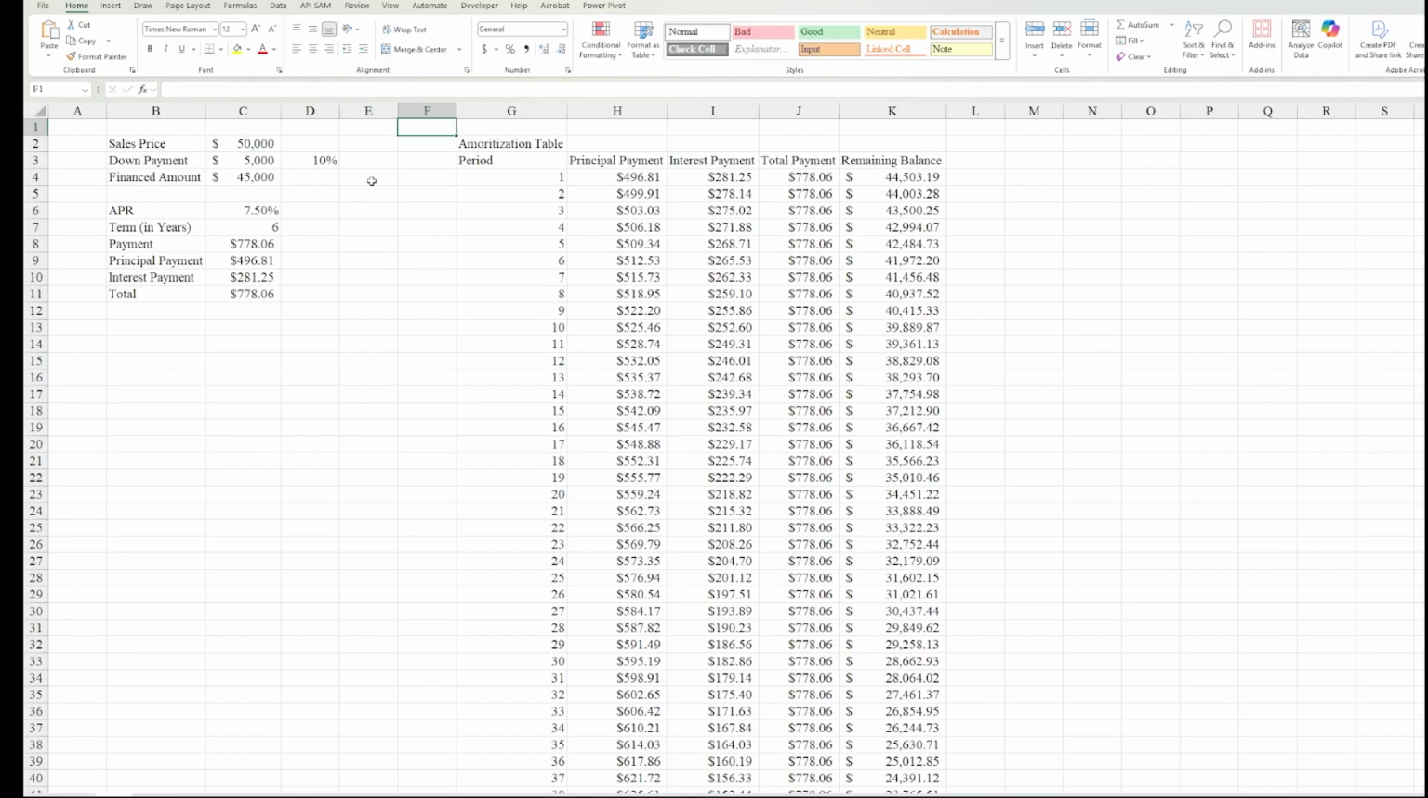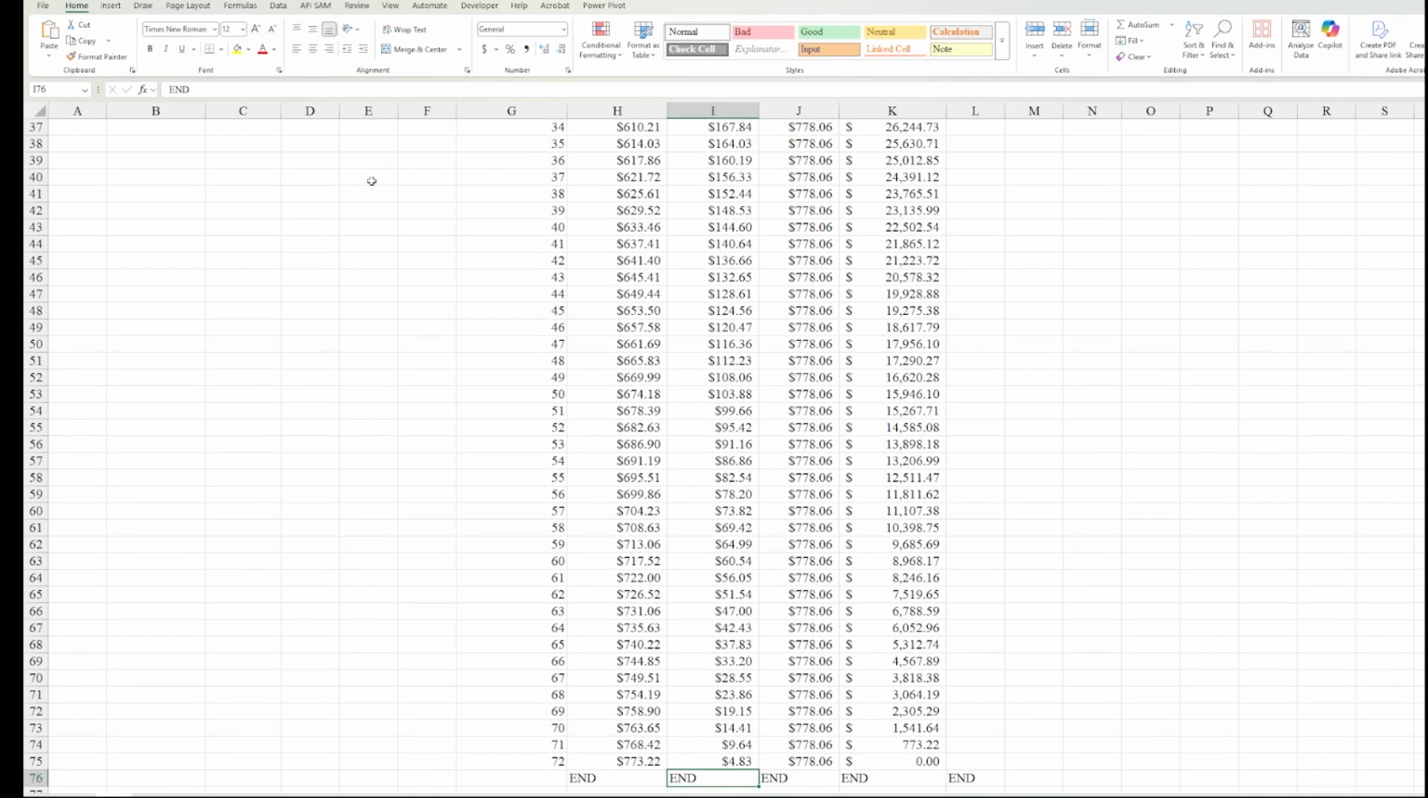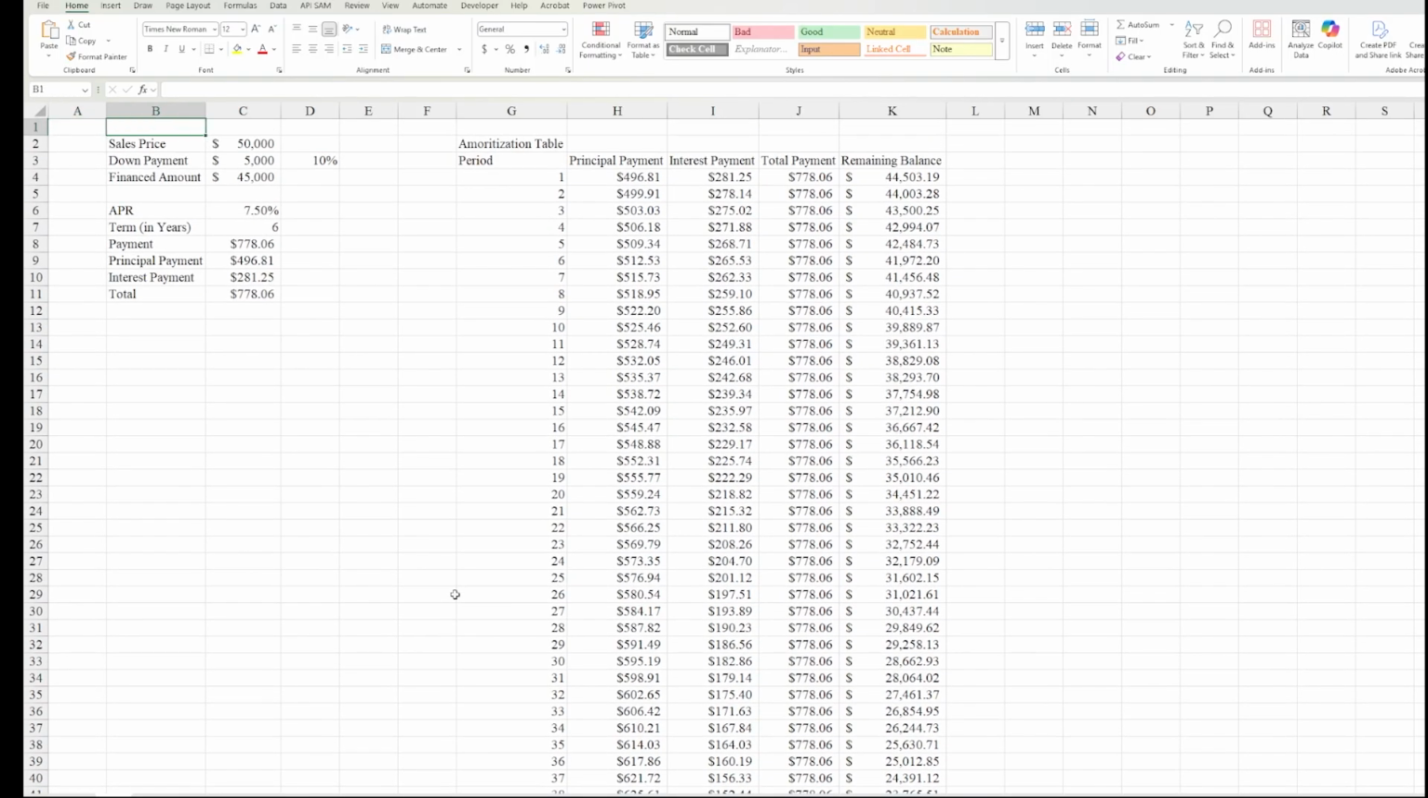Another thing you can do to see your interest paid is go down here, clear this out, and you can see if we just sum these, you can see that our principal payment equals our financed amount, our interest payments. This is how much we're going to pay in interest on this loan, and this is going to be the total amount that we pay on the loan. So to borrow $45,000 over 6 years is going to cost us a total of $56,019.96.